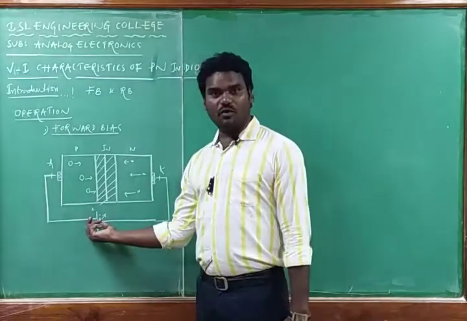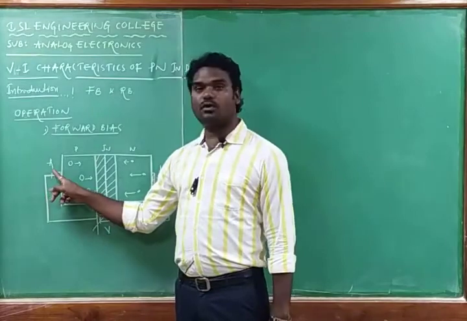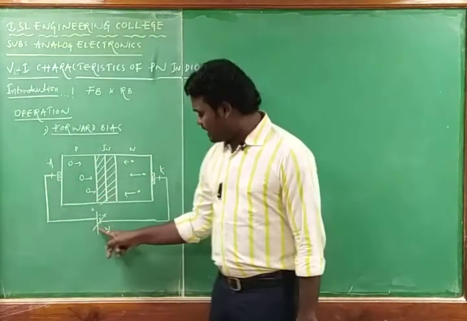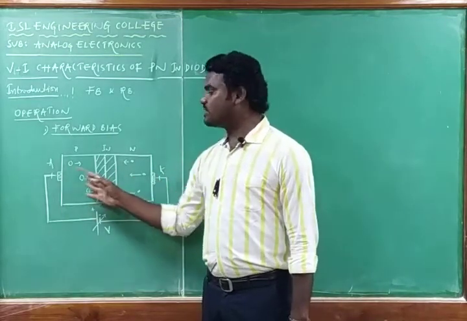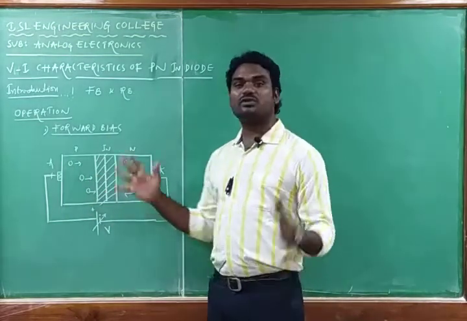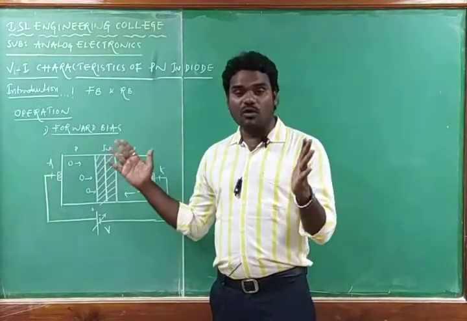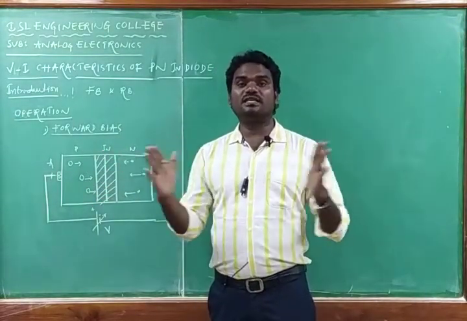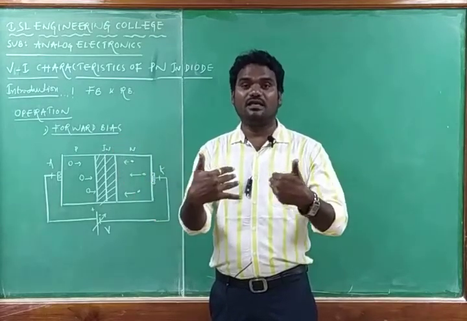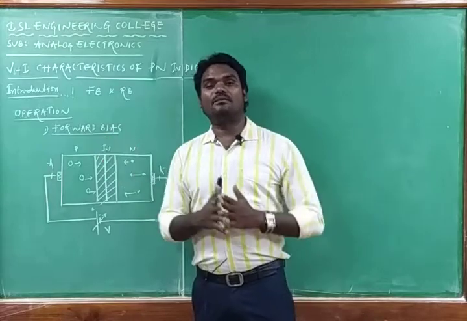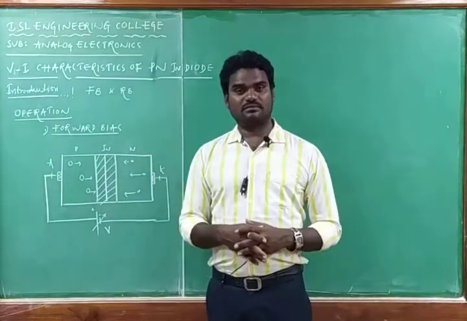Again we are increasing the voltage. That means this line is carrying more positive than in the previous case, and this line is carrying more negative than in the previous case, so it applies more force, and more holes and more electrons will move towards the junction. They will push the depletion region in opposite directions, which results in a further decrement in the barrier potential, or a decrement in the width of the barrier.